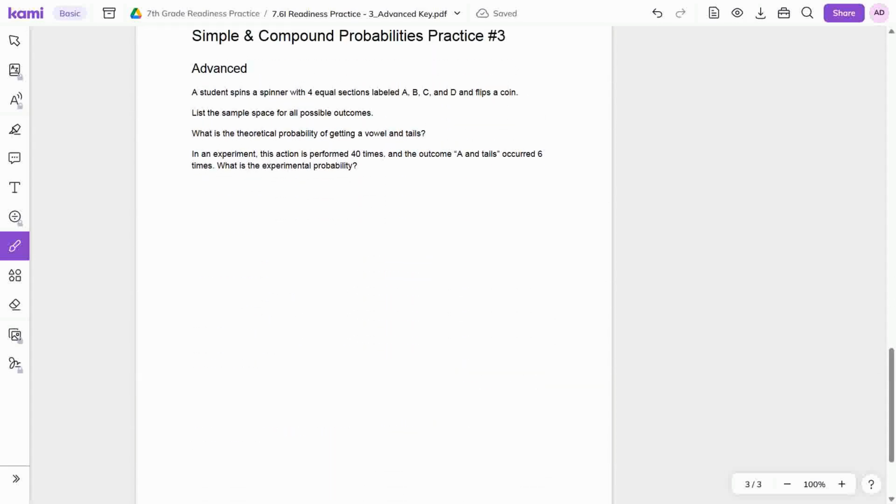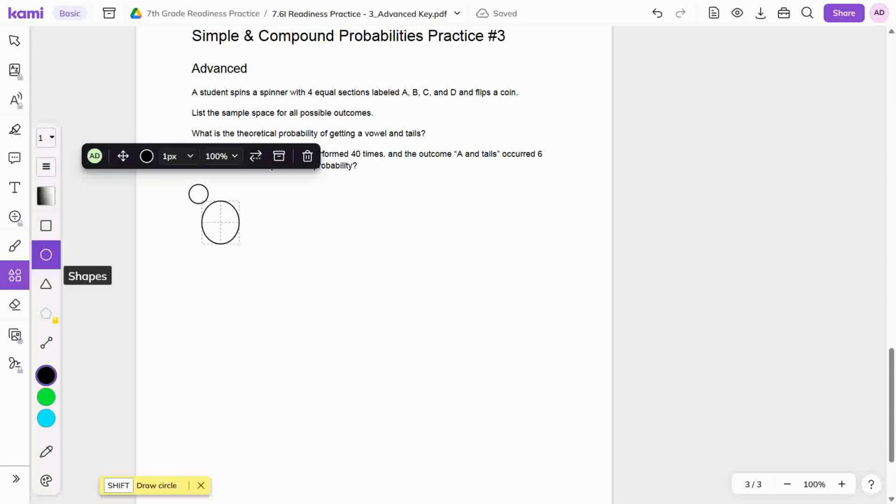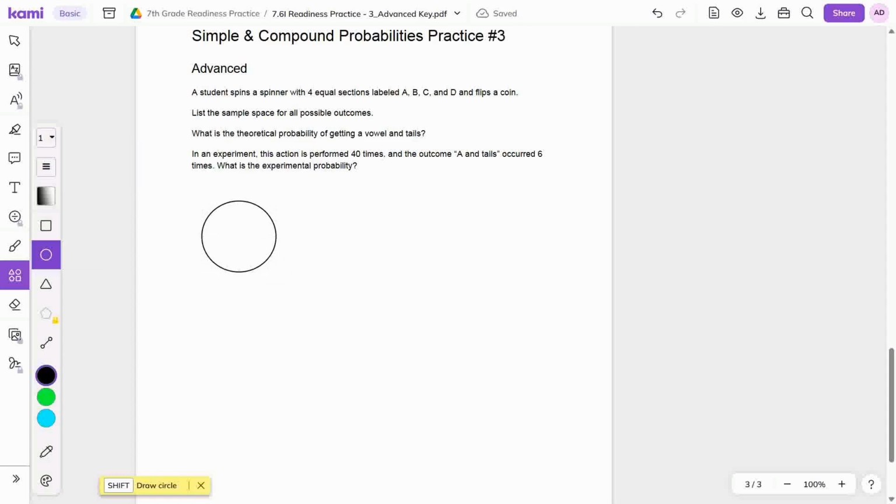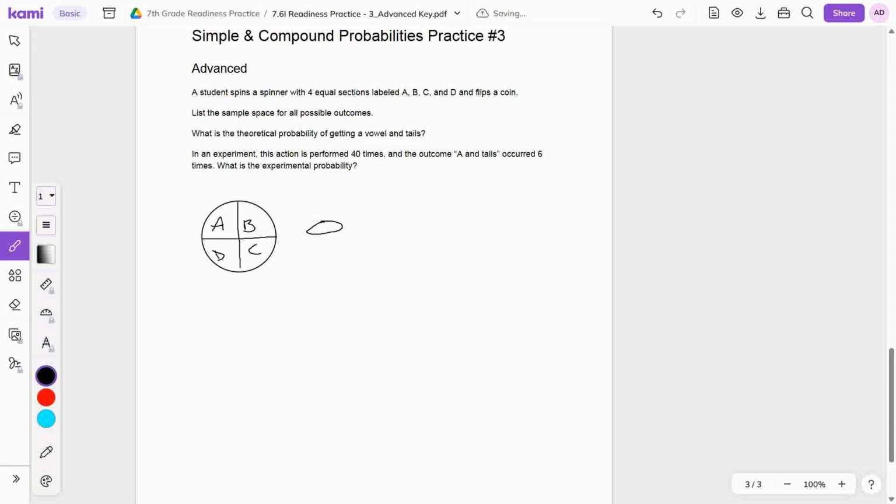Finally, we have a spinner with 4 equal sections, and we're flipping a coin. Okay, so let's do both. Let's get a spinner, put it down here. 4 equal sections, that's pretty simple. Labeled A, B, C, D. And then we also have a coin. So I'm just going to draw a coin like this. It's the edge. And I'm just going to write 10 cents here, just to keep in mind that it's a coin, which means it's going to have heads and tails.